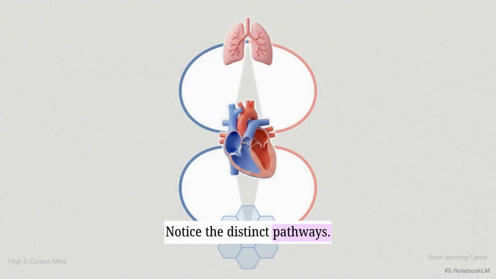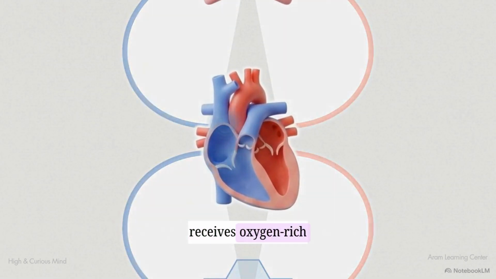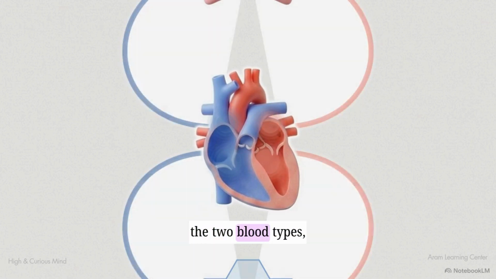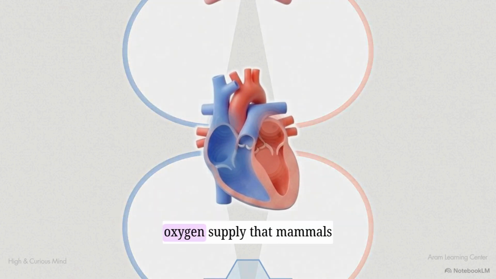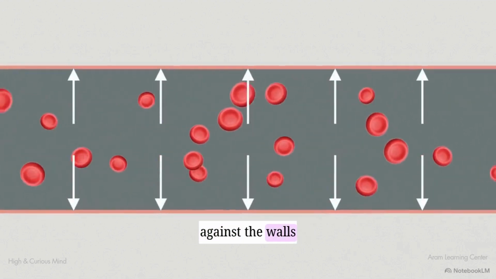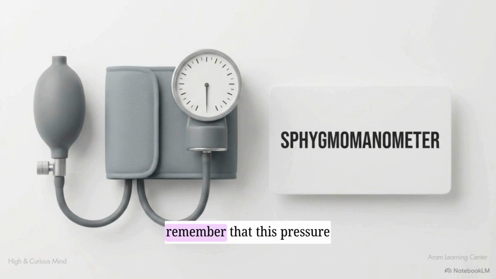Notice the distinct pathways. The right side of the heart receives deoxygenated blood and pumps it to the lungs, while the left side receives oxygen-rich blood from the lungs and pumps it to the rest of the body. This strict separation prevents the mixing of the two blood types, ensuring the highly efficient oxygen supply that mammals and birds need to maintain their body temperature. The force that this blood exerts against the walls of the vessels is called blood pressure. As a quick exam trivia point, remember that this pressure is accurately measured using an instrument called a sphygmomanometer.